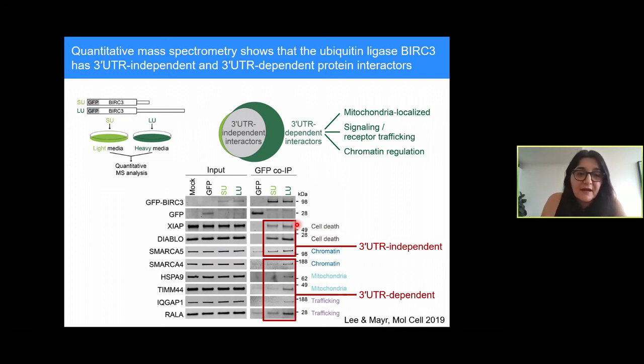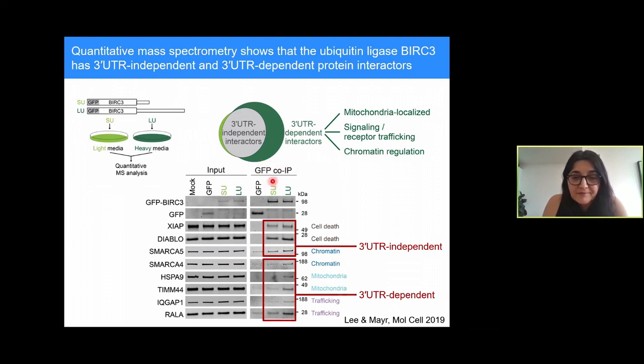And we did this for the candidate gene BRC3. BRC3 is also translated either from a short or a long 3'UTR. And so we transfected these constructs into cells grown in SILAC media, followed by co-IP of BRC3, and followed by quantitative mass spec analysis. And I'm showing you here our validation. So here, basically, I'm showing you the co-IP.